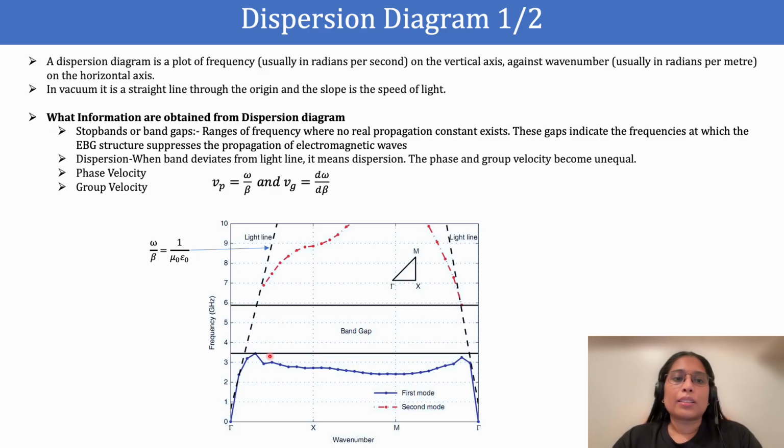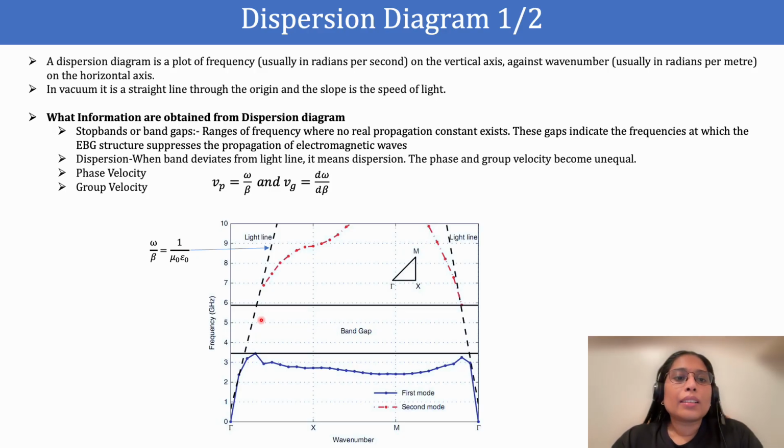So what other information we can get from this dispersion plot? Here we can see that we have plotted the surface waves like first mode surface wave, second mode surface wave, etc. Here in this range, that is from the frequency 3.5 gigahertz to 6 gigahertz, we can see that there is no surface wave propagation. This means that from 3.5 to 6 gigahertz, this electromagnetic band gap structure is suppressing the surface waves.